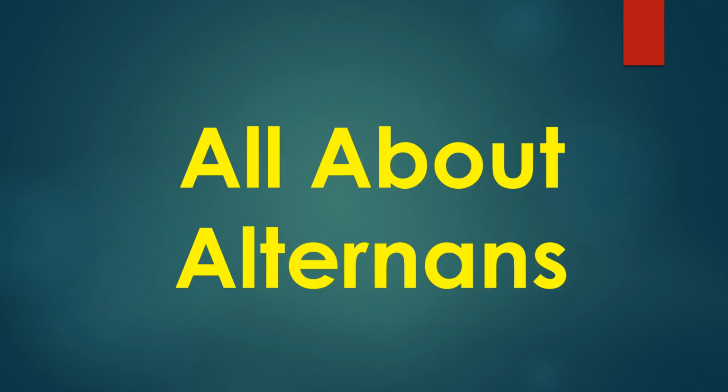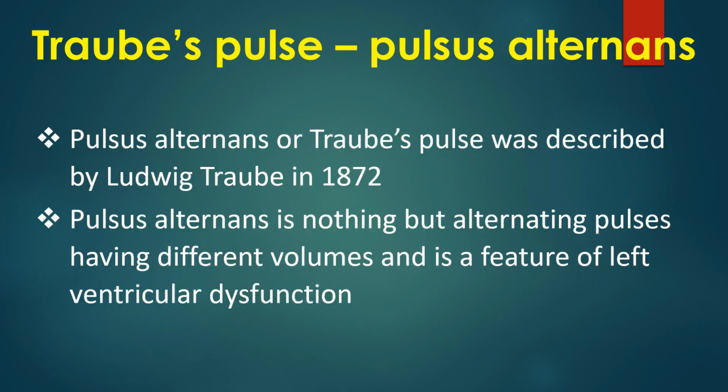Here is all about alternans: Traube's pulse, total pulsus alternans, diastolic pulsus alternans, right ventricular pulsus alternans, biventricular pulsus alternans, and electrical alternans. Pulsus alternans or Traube's pulse was described by Ludwig Traube in 1872. Pulsus alternans is nothing but alternating pulses having different volumes and is a feature of left ventricular dysfunction.